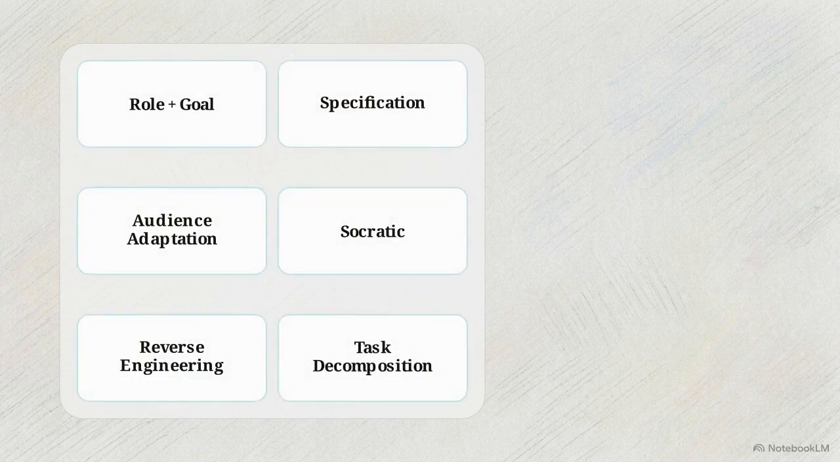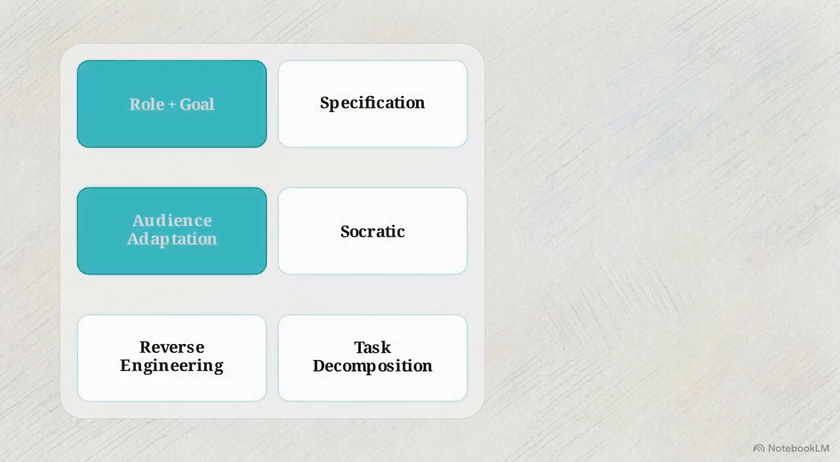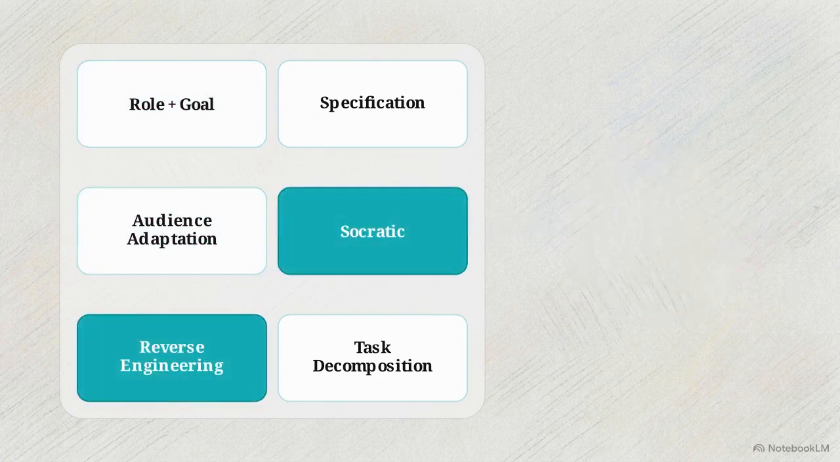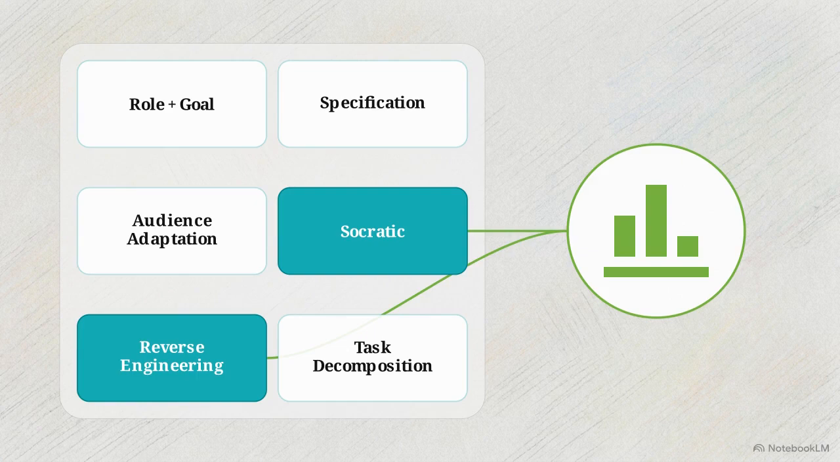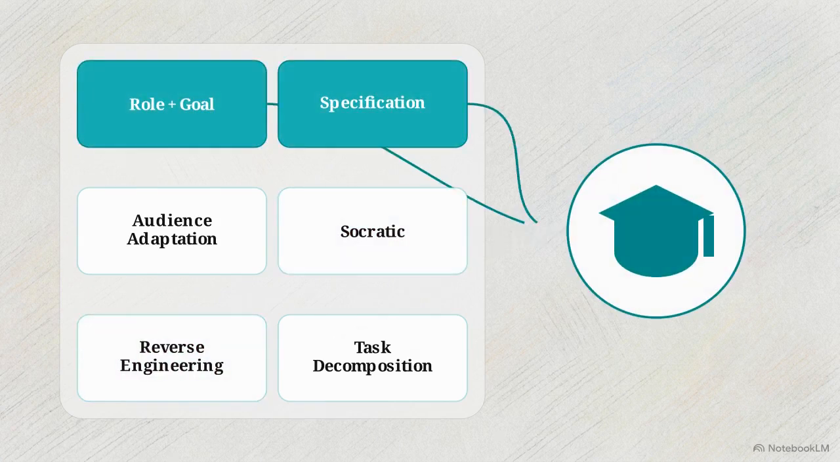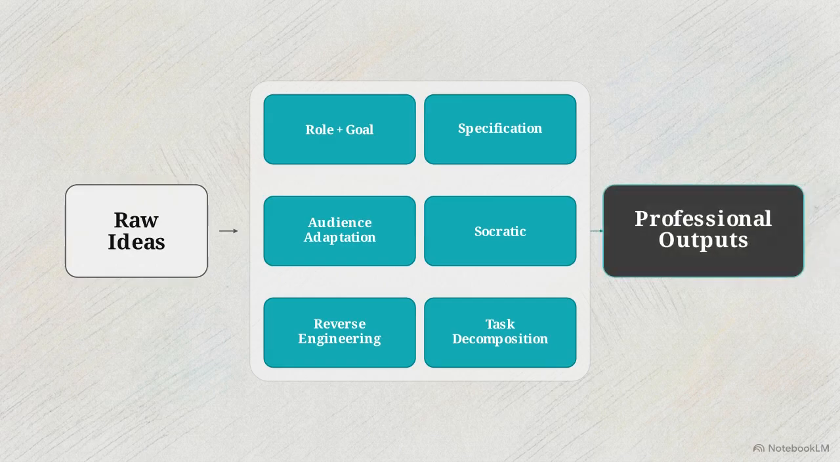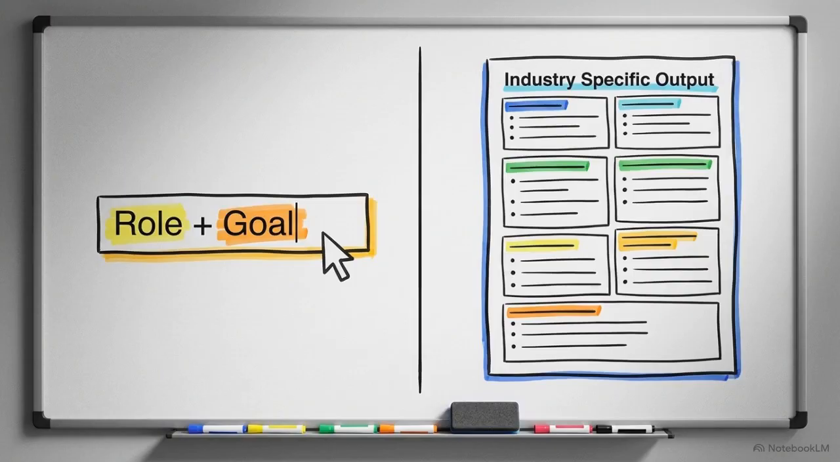Prompt Logic OS uses 6 core prompt patterns to structure your thinking: role plus goal, specification, audience adaptation, Socratic, reverse engineering, and task decomposition. In healthcare, you might use role plus goal and audience adaptation to turn complex medical data into a plain language patient guide. In marketing, Socratic and reverse engineering help you deconstruct a competitor's campaign before you begin writing your own. In education, you would use role plus goal and specification to outline the learning objectives for a new course. Selecting the right pattern forces the AI to provide an output that matches the specific requirements of your industry.